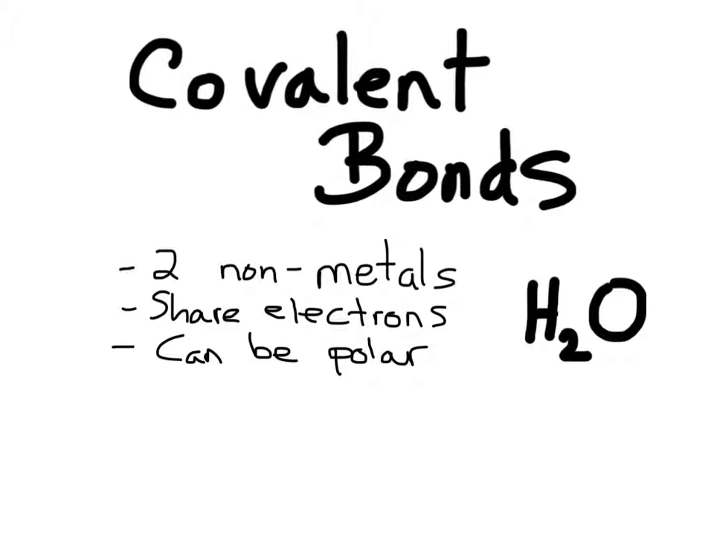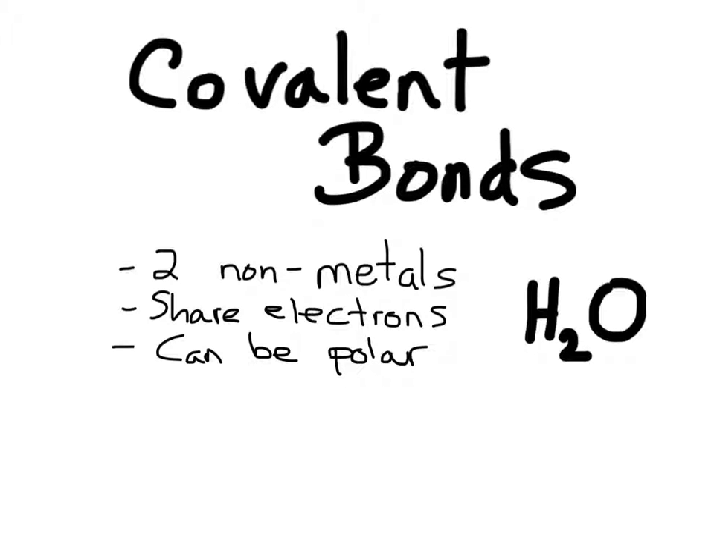Remember that ionic is between a metal and a nonmetal, so if you have no metals, this must be a covalent bond that you're doing. In covalent bonds, atoms share electrons instead of transferring them. Remember, in an ionic bond, electrons actually leave one atom and go to another. But they don't do that in covalent bonds.